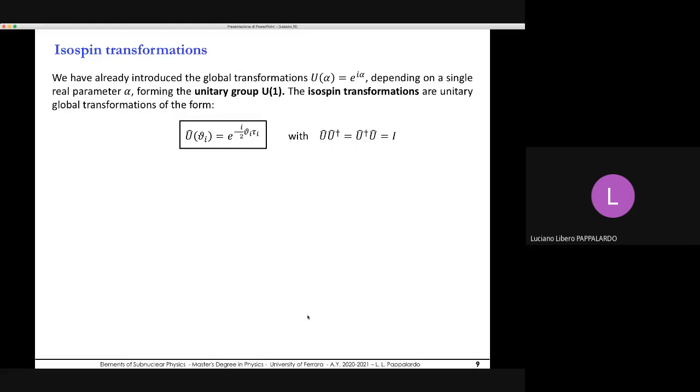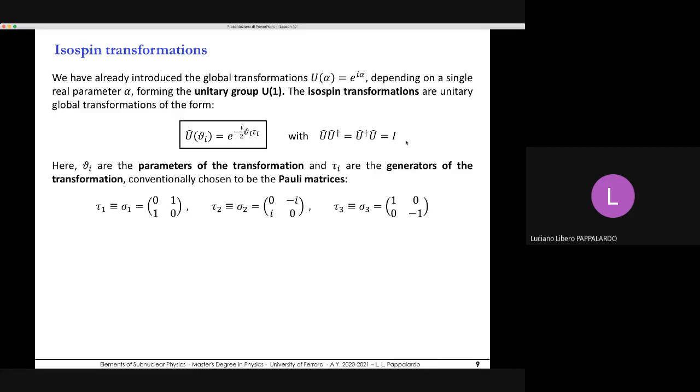Now, we've already introduced global transformations of this form here, e^{iα}, where α is the parameter of the transformation, depending on a single parameter α. And as we have seen, these form a unitary group U(1). Now, the isospin transformations are also unitary global transformations of this form here. So just a little bit more complicated, but the structure is essentially the same, where U, which encodes this transformation, is a unitary operator.